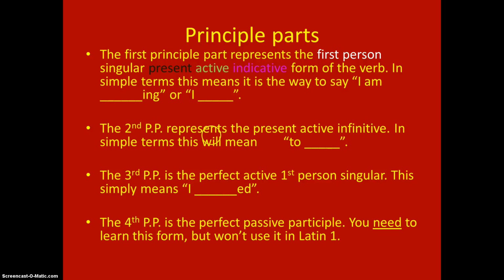The third principal part is the perfect active first person singular. It just means I loved. Amavi, I loved. The fourth principal part represents the perfect passive participle. You need to learn this form and know what it is, but it doesn't actually get used in Latin 1. It becomes very important in Latin 2.